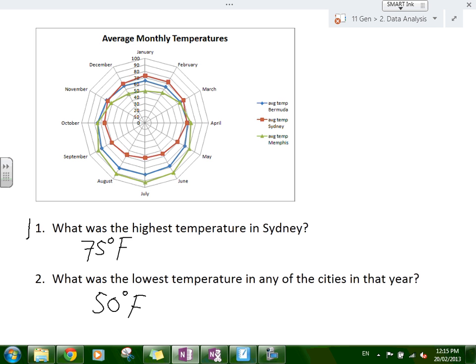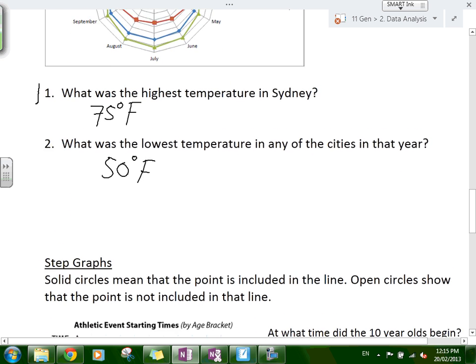Anyway, Fahrenheit is a funny little system. Okay? So we understand. Are there any questions about the radar graph? Okay, you start from the center. So it's like a radar. You know, you're in the center in a way, and you're reading out to make sure that you're seeing and comparing the different lines that are going around.